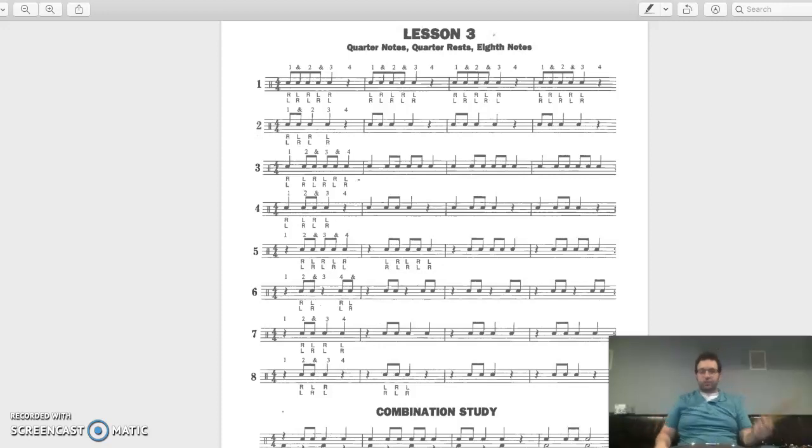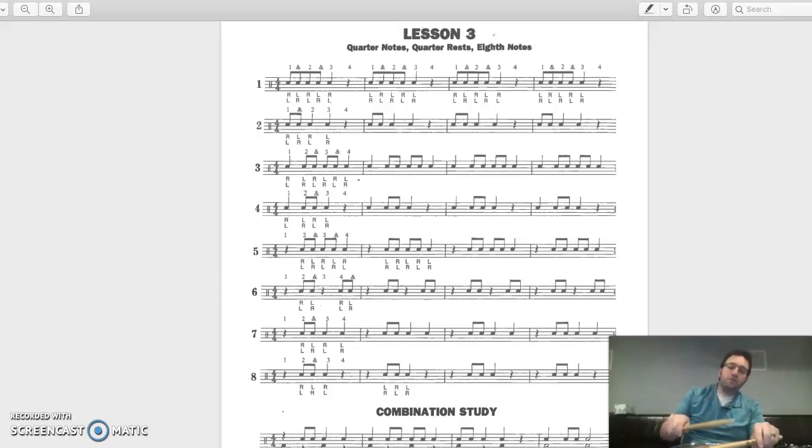All right, concussion kiddos. We're on lesson 3 today. This is very much like lesson 2, where we're going to look at quarter notes and eighth notes, but also we're going to add some quarter rests. Now let's review. What is a rest? A rest means you do not play, right?